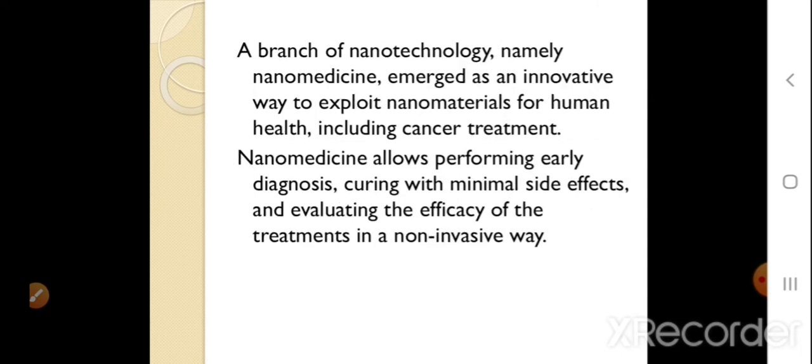Now, a branch of biotechnology, namely nanomedicine, has emerged as an innovative way to exploit nanomaterials for human health, including cancer treatment. Nanomedicine allows performing early diagnosis, curing with minimal side effects, and evaluating the efficiency of the treatments in a non-invasive way.